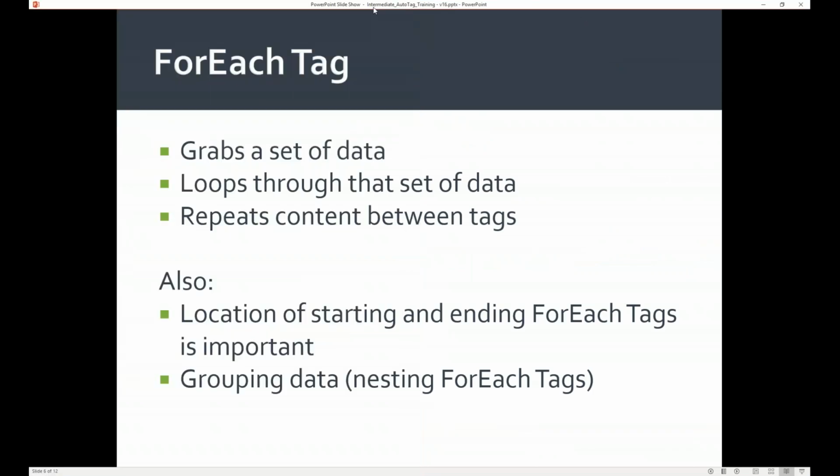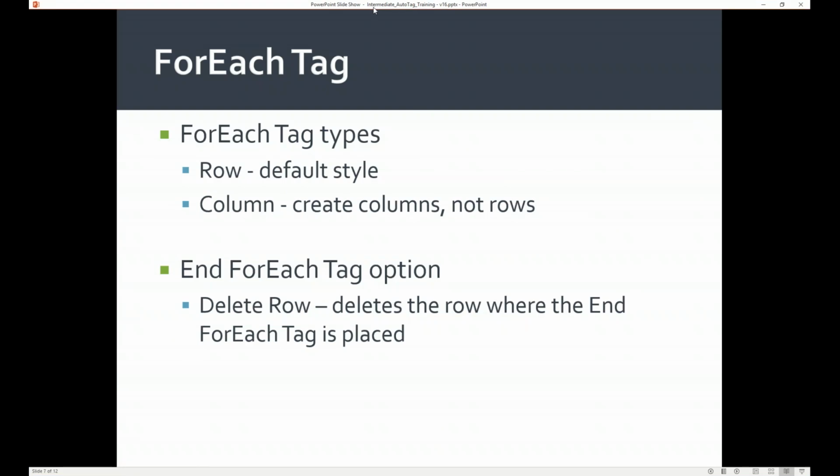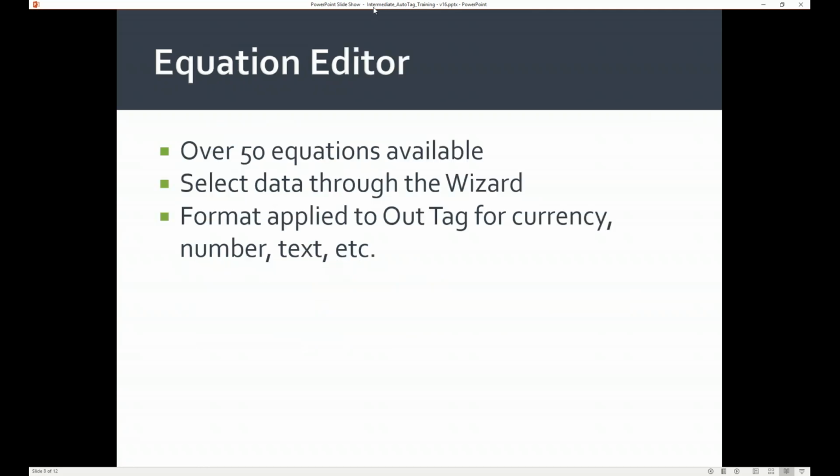All right, let's go back to our slides. We talked about legacy, row, and column for each tag types. We talked about the delete row attribute, which deletes the row where the end for each tag is placed. And we have over 50 equations or functions available for you to use. So let's go ahead and take a look at some of them.